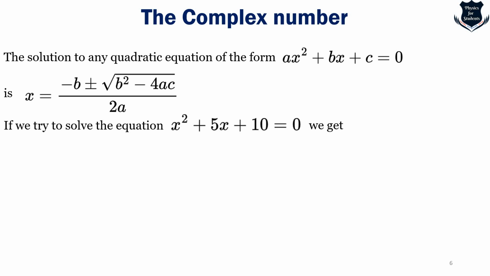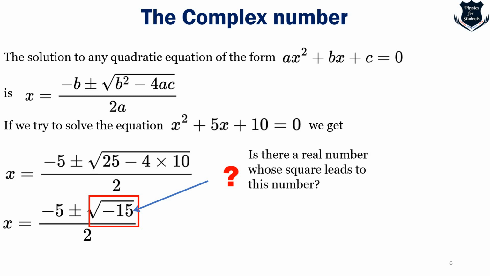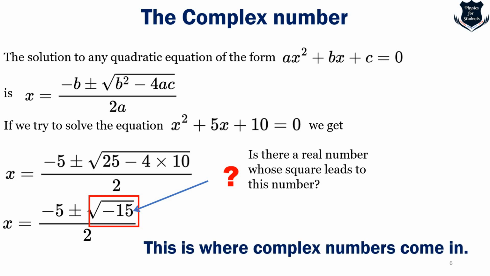Now I'm trying to give you a basic approach so that you can understand how complex numbers emerge. If we try to solve the problem x squared plus 5x plus 10 equals 0, we get this, and we get further this, and we get this odd thing, that is the square root of minus 50. Now what is that? Can we have a real number whose square leads to this number, just the way we saw just now, like 2 squared equals 4 and (-2) squared equals 4? This is the basic concept, and this is where complex numbers come in.